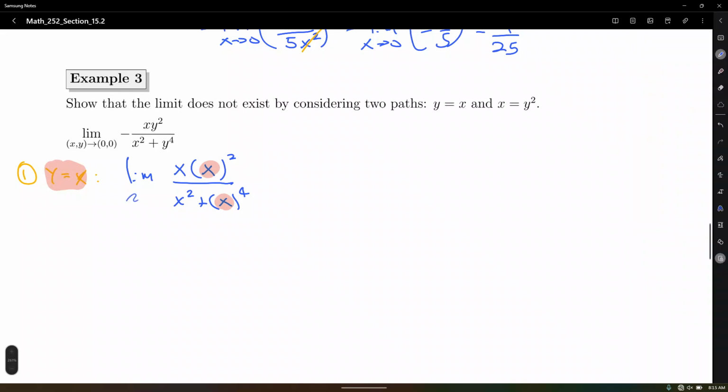So as x approaches 0, and that's just as x approaches 0 because we no longer have the y's. Okay? So that's just a single variable limit. So that's going to take us to the following: the limit of x cubed over x squared plus x to the fourth power as x approaches 0.